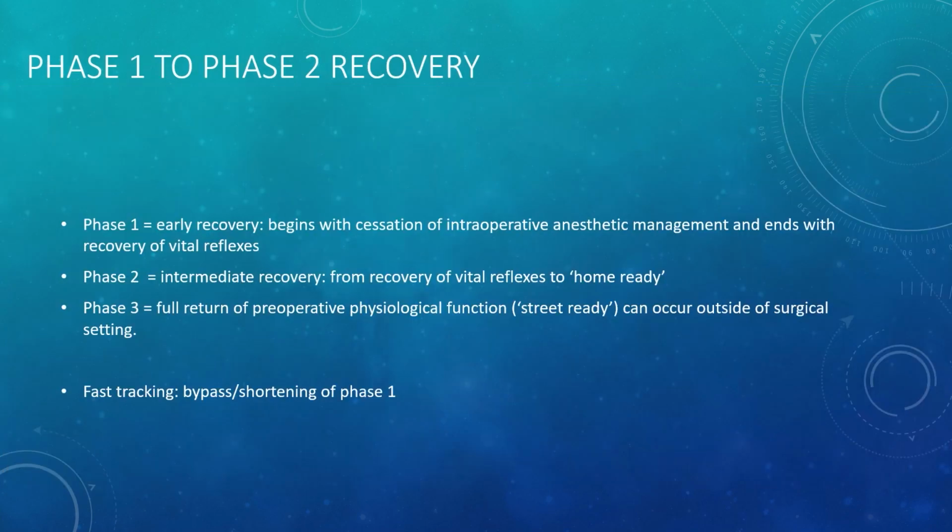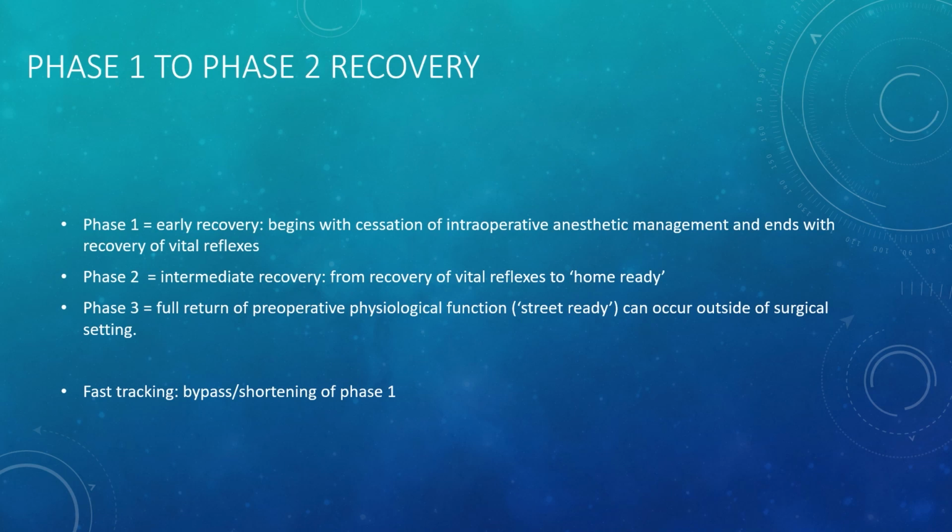The recovery room process is separated into several phases. Phase 1 is the early recovery. It begins with the cessation of the intraoperative anesthetic care and ends with the recovery of vital reflexes. Then phase 2 is the immediate recovery, from the recovery of the vital reflexes to being home ready. That usually completes the process we see, but then phase 3 is the full return to the preoperative physiological functions, let's name it street ready, which usually occurs outside of our surgical setting.